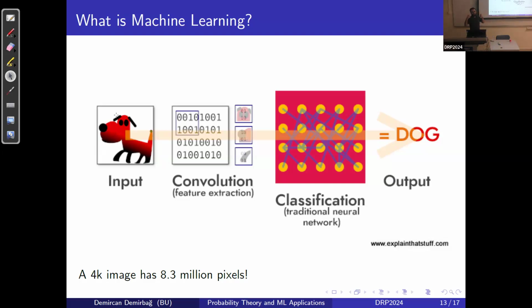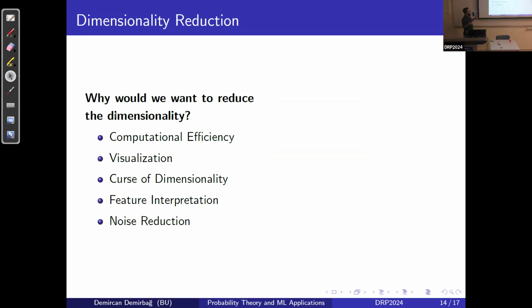We want to overcome this issue. We want to decrease the size of our inputs. This is actually called dimensionality reduction. We reduce the dimensions of our input. Computational efficiency is just one example, but there are other reasons too.